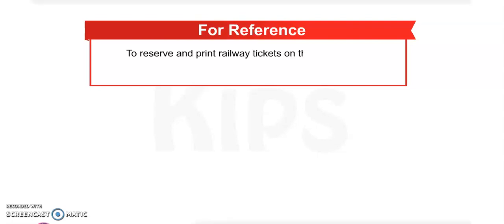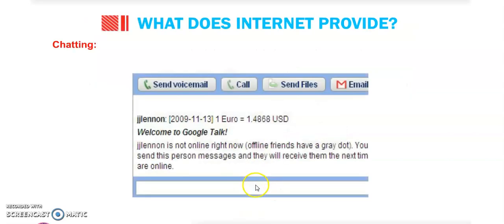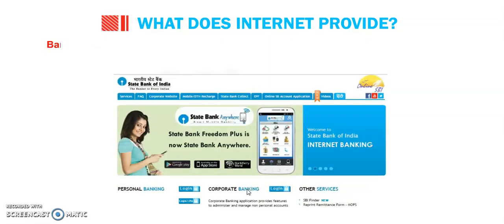Now for reference, to reserve and print railway tickets on the internet, we can visit the site www.irctc.co.in. This site is for booking railway tickets. And this is the logo of IRCTC. Now next is chatting. This is a very popular feature. It allows us to exchange text messages with another person on the internet, like on WhatsApp, where we do these chats nowadays.